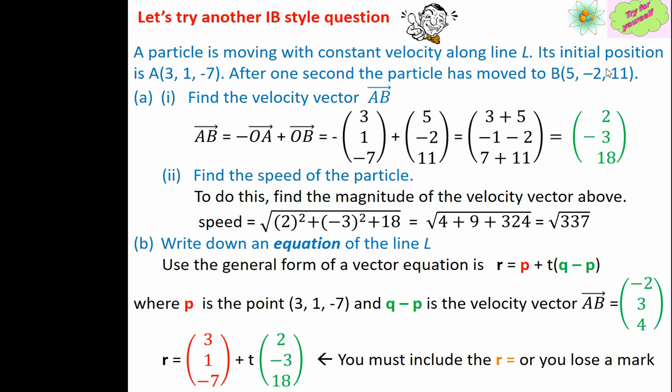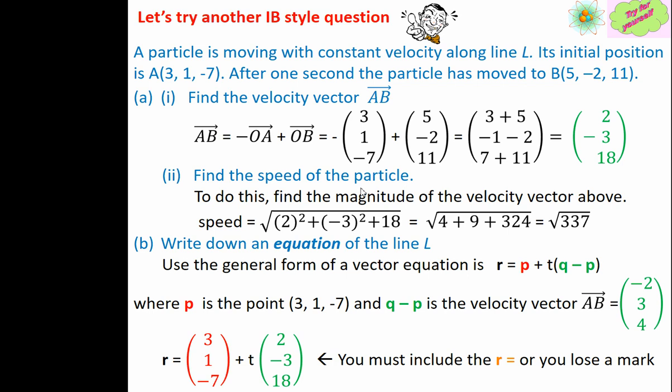Obviously if it's moved from here to here in 1 second, we can work out its speed per second, the distance it travels per second, by working out the difference between those two. So basically you can do this one minus this one. Written as column vectors, it's a bit easier. So I would have written this one first, minus that one. In a way you can swap them around. You can write (5, -2, 11) minus (3, 1, -7), rather than doing negative that plus that. And then work it out, you get this. So obviously it moves this distance per second. So that's its velocity per second.